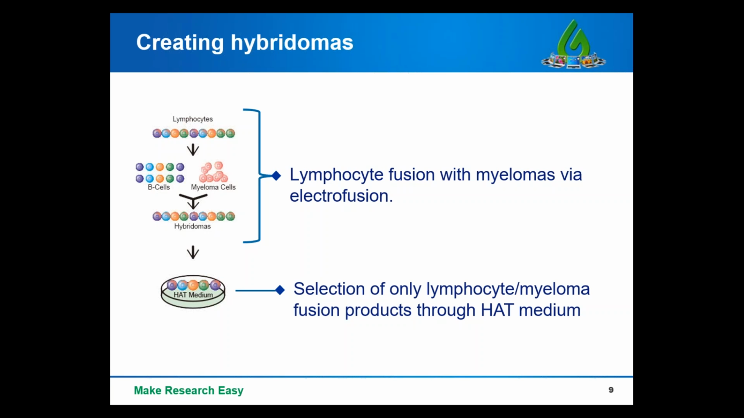HAT medium blocks de novo DNA synthesis, and as myeloma cells lack the ability to recover from this blockage due to a thymidine kinase mutation, non-fused myelomas die off. B cells have functional thymidine kinase but are non-immortal, so they too die off. Therefore, only the fusion product of a B cell with a myeloma possesses the required characteristics for survival, both a way to overcome aminopterin and immortal survival in culture.